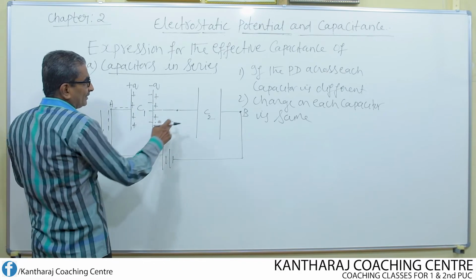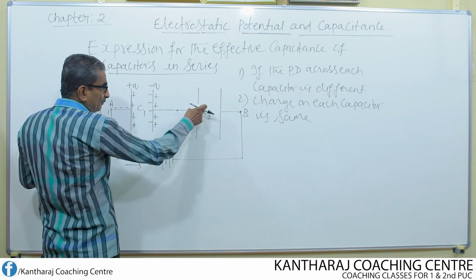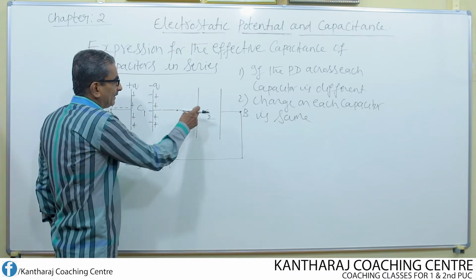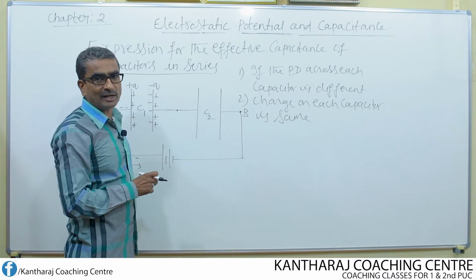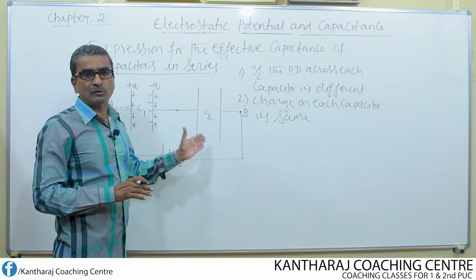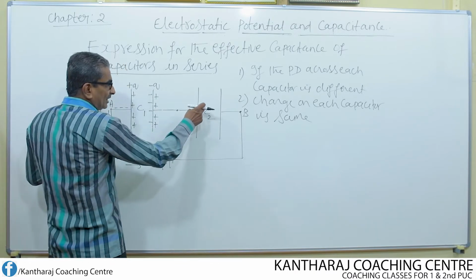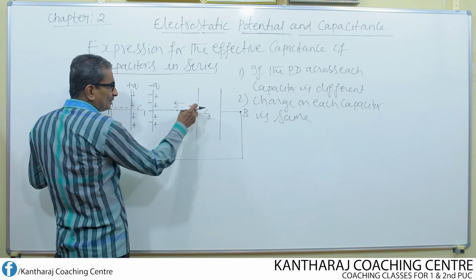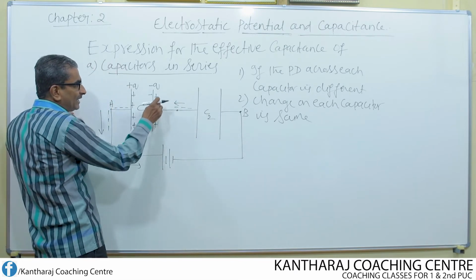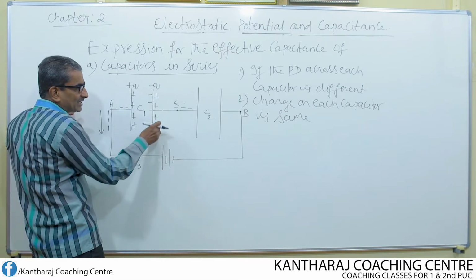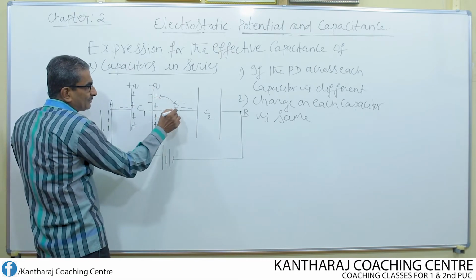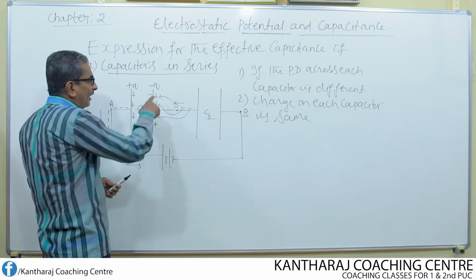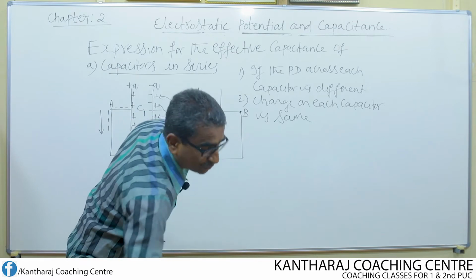Once again, the electrons from the second plate move through this wire. Positive charge doesn't move. We know very well that positive charge never moves through a metallic wire. It's only the electron that moves through the metallic wire. So the electrons start moving from this plate towards this plate and combine with these positive charges. Like this, all positive charges are neutralized.